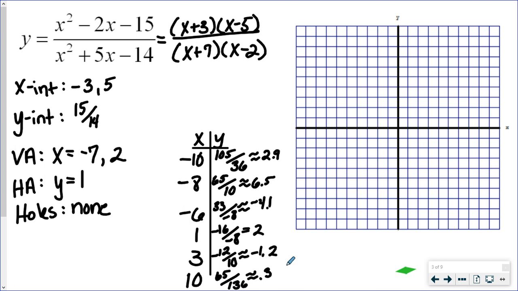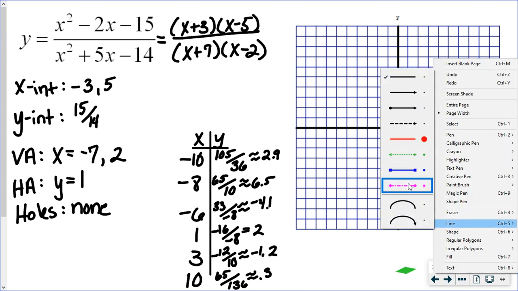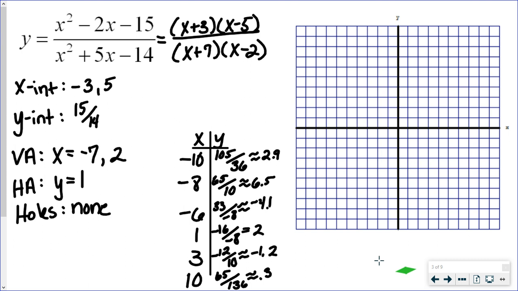Everybody good thus far? Okay, how do we like to start our graphs? With the asymptotes, right? And asymptotes, of course, remember, aren't actually part of the graph. They're just the guides that help us draw them, all right? So I do them with dashed lines. So we have vertical asymptotes at -7 and 2, and we have a horizontal asymptote at 1.